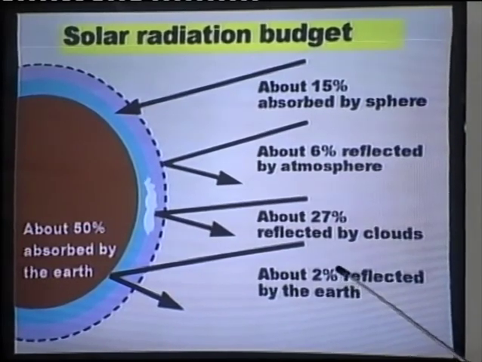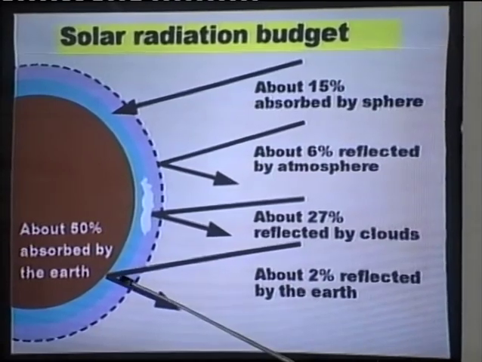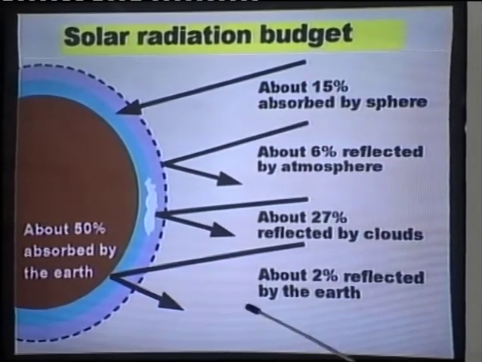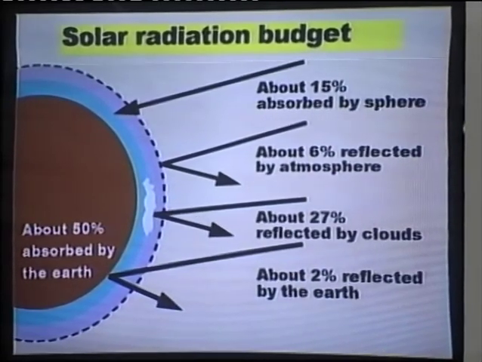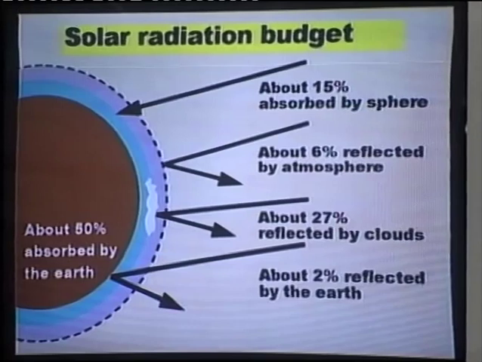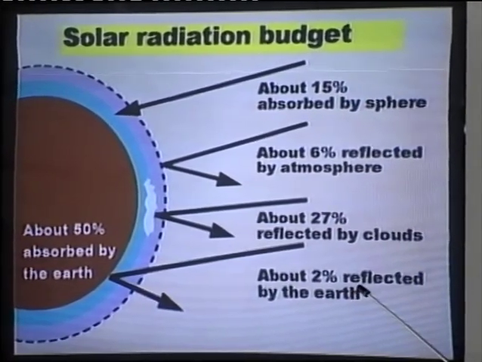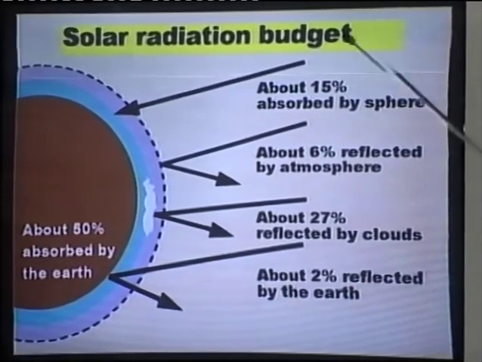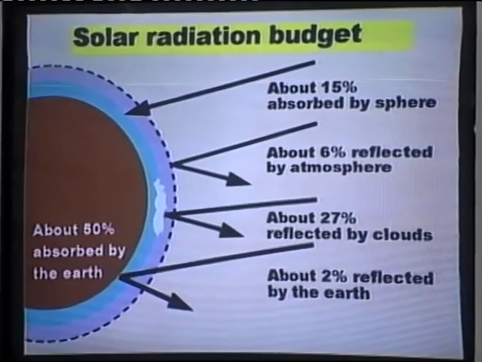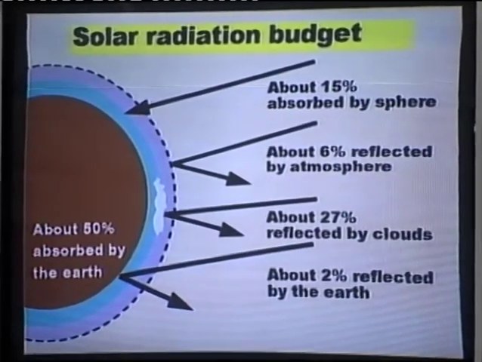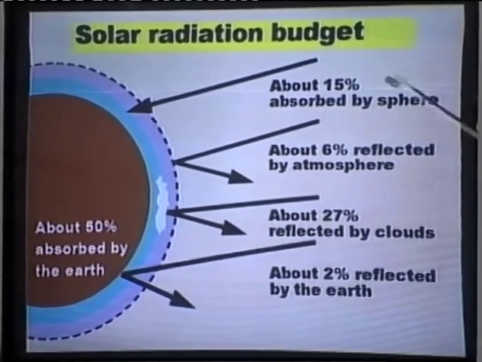Then we have about 2% of all the solar radiation that comes through is reflected back into space by the Earth itself. So on the Earth, we have things like snow. Snow and ice might be some of those features that reflect 2% of the solar radiation back. So if we had to add 15 plus 6 plus 27 plus 2%, what will that give us a total of in terms of percentage? 50%? Yes? So that's 50%.